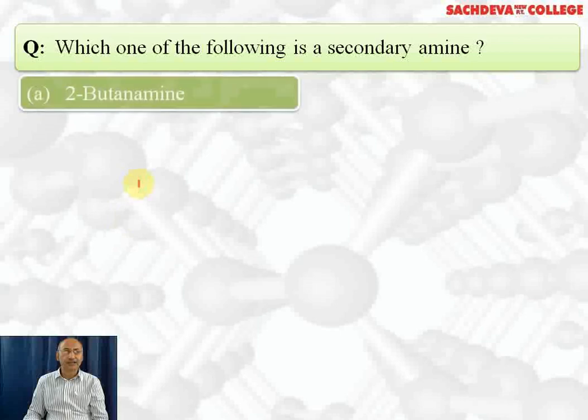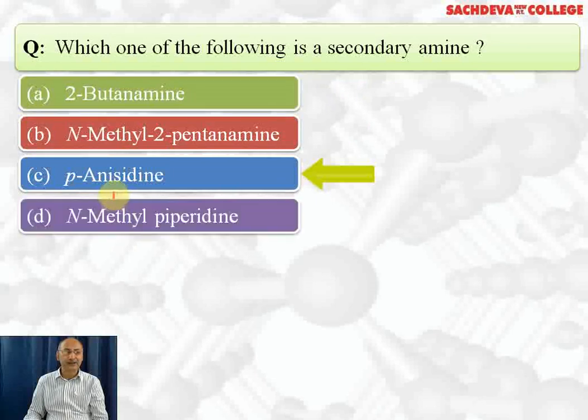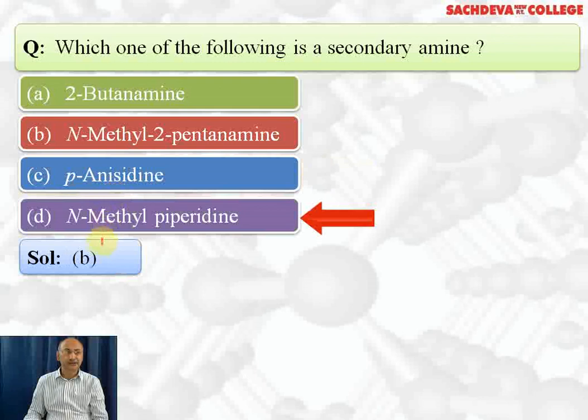Which of the following is a secondary amine? 2-butanamine is a primary amine although the NH2 group is attached to a secondary carbon. N-methyl 2-pentanamine is a secondary amine. Para-anisidine is a primary amine. N-methyl piperidine is also listed, but it is not a primary amine. So correct answer is B part.